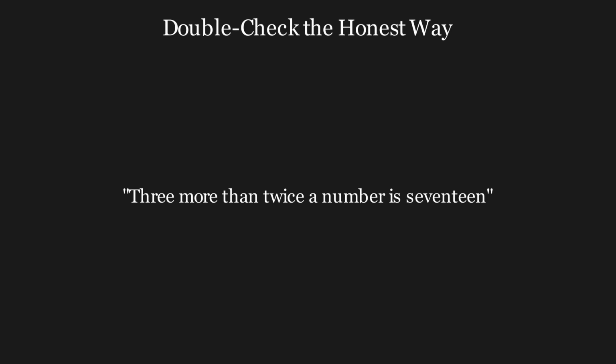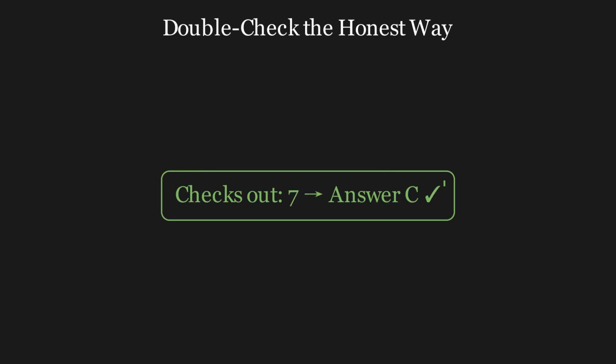It says 3 more than twice a number is 17. Twice 7 is 14, and 3 more than 14 is 17. That's exactly the number the problem gave us. So 7, answer C, checks out.